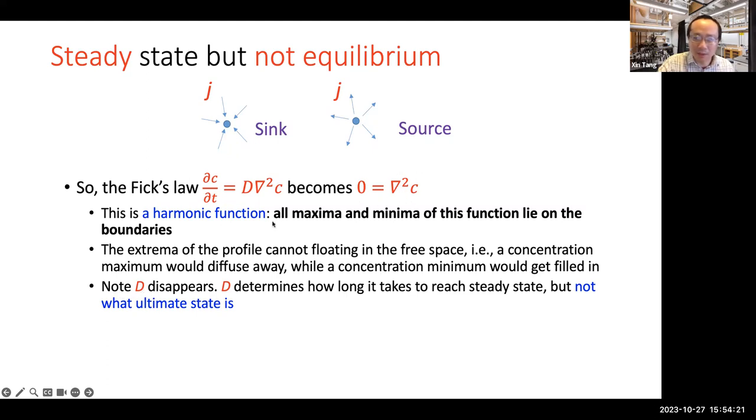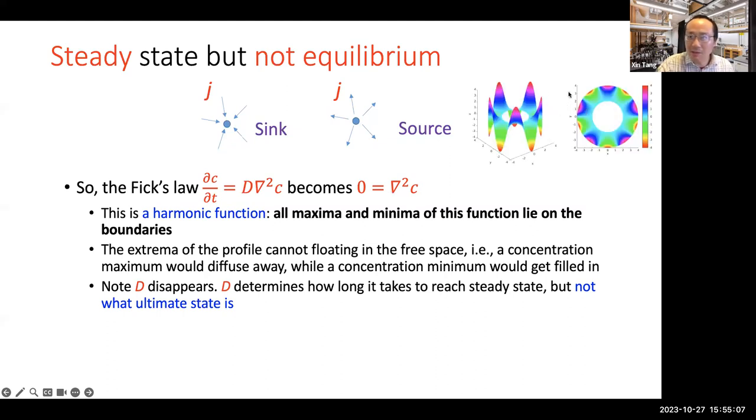And also remember here in this equation, we don't have a diffusion coefficient anymore, right? Capital D vanished because this one is zero. So that implies this diffusion coefficient only determines how long it takes for the molecule to achieve a steady state. Once the steady state is achieved, it doesn't matter anymore. And also this D does not influence what kind of steady state can be formed. That is only determined by this particular harmonic equation.